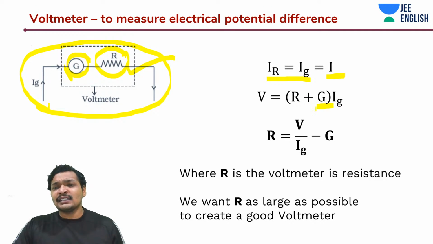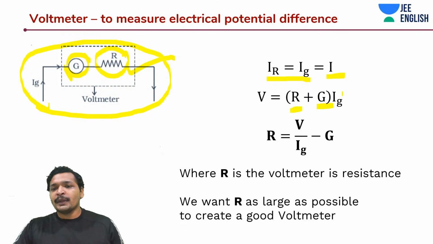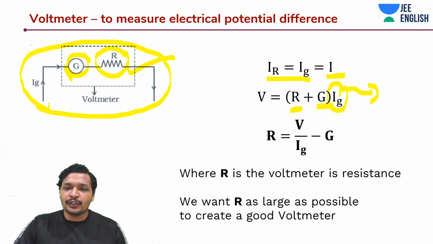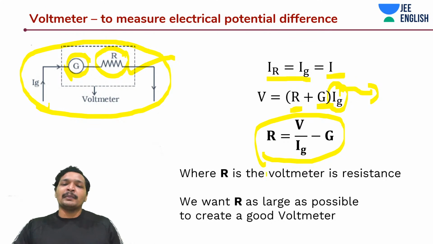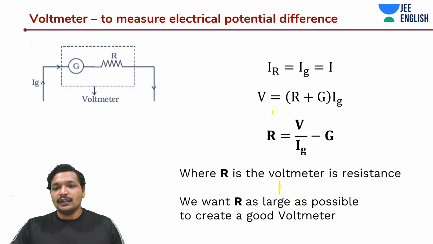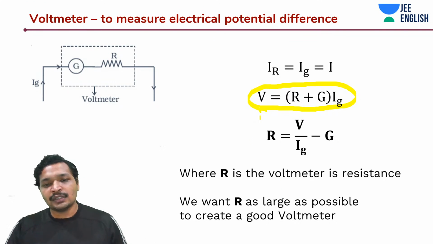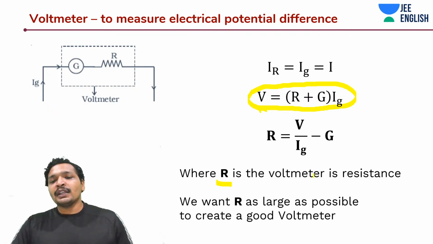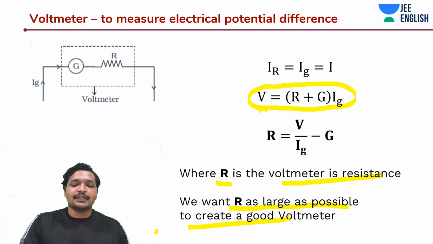So you add the resistance of the galvanometer and the resistance of your voltmeter, and multiply it with full scale deflection current or any current that is flowing through the galvanometer. You'd get an equation like this, but don't remember this equation. All you need to remember is this: V is equal to (R plus G) into Ig. If you're very good at remembering formulas, yes, you can go for it. And R over here is the resistance of the voltmeter. You want R as large as possible to create the best voltmeter.